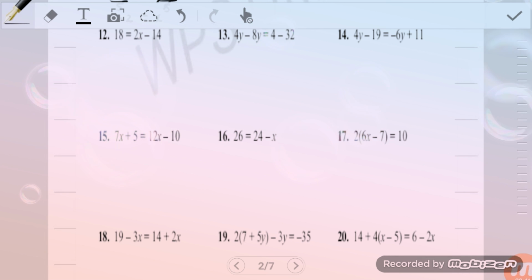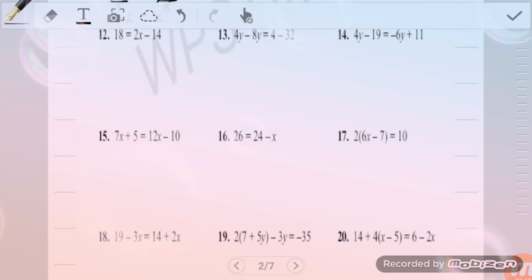So here we go. Now when you look at number 16, the first thing that I recognized about this particular problem is that the variable I'm searching for has a negative sign in front of it. I don't like that. I prefer if my variable has a positive sign. Now, I have two ways in which I can work through this problem. I'm going to show you both ways.